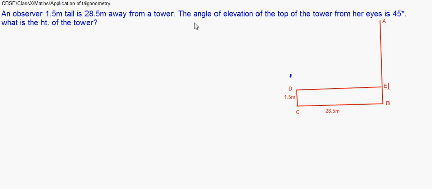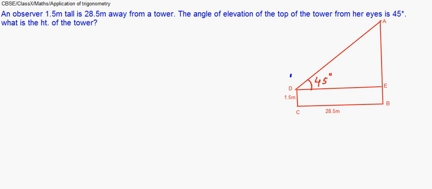Now it says the angle of elevation of the top of the tower from her eyes. The eyes are, that means here. Okay, I need to join them. If this is the height of a girl and she is standing, her eyes are here, and this angle which is formed is 45 degrees. All right, we have to find the height of the tower.